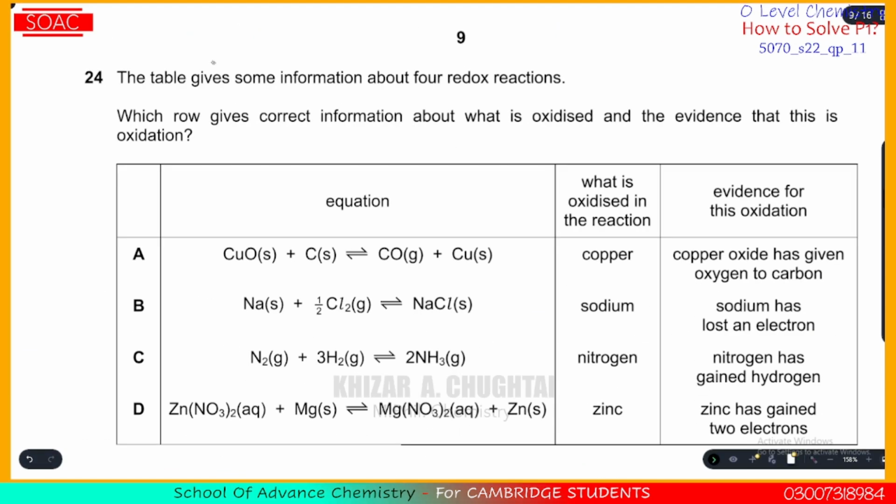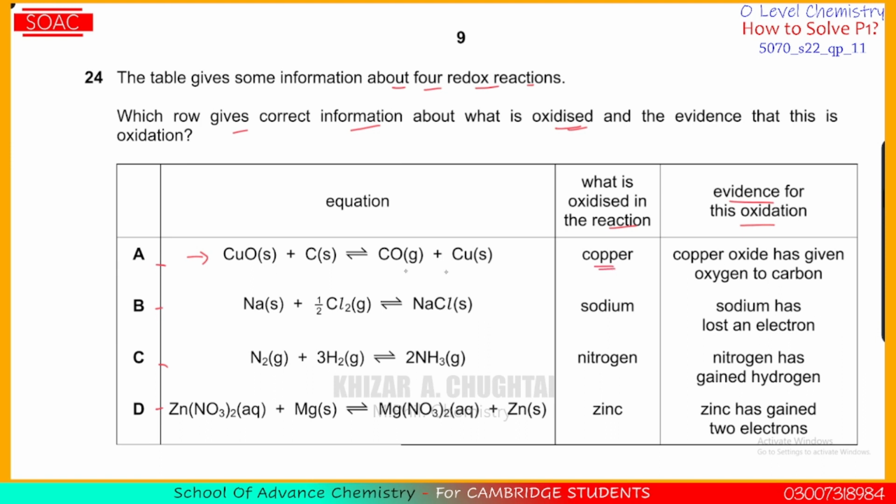Question number 24, the table gives some information about the 4 redox reactions. Which row gives correct information about what is oxidized and the evidence that it is oxidation? A, B, C, and D. 4 options, 4 equations. What is oxidized in the reaction, and what is the evidence for oxidation? The first thing is equation 1, option A, copper oxide plus carbon goes to carbon monoxide and copper.